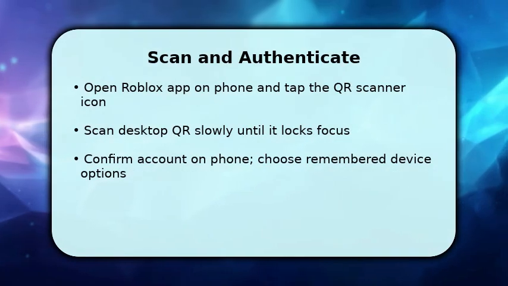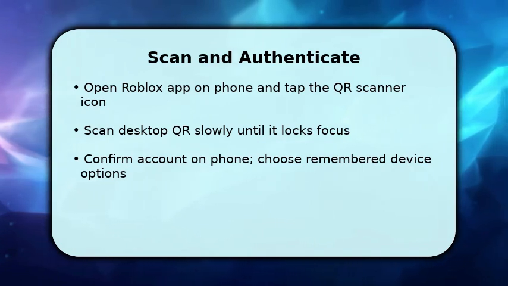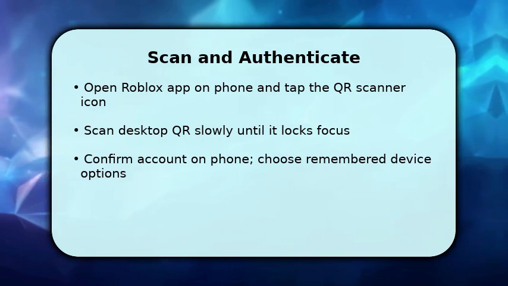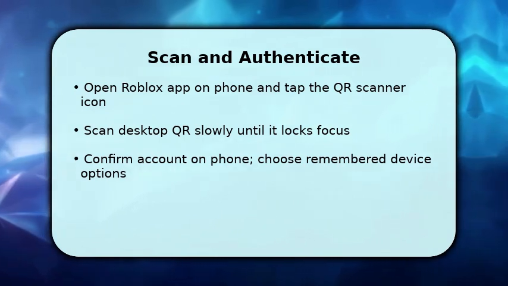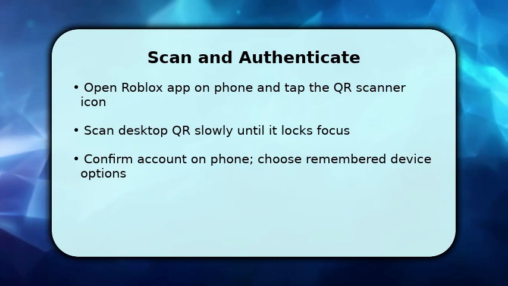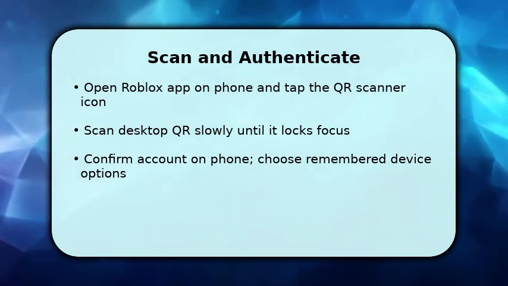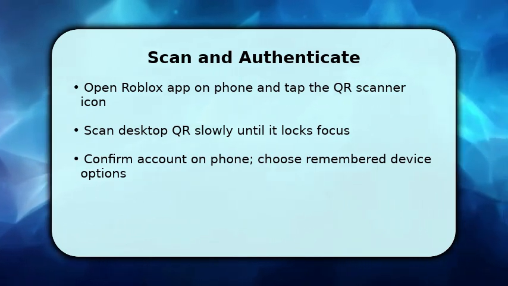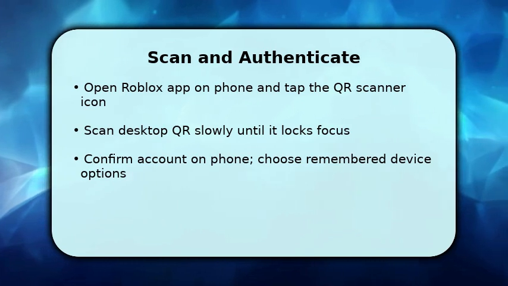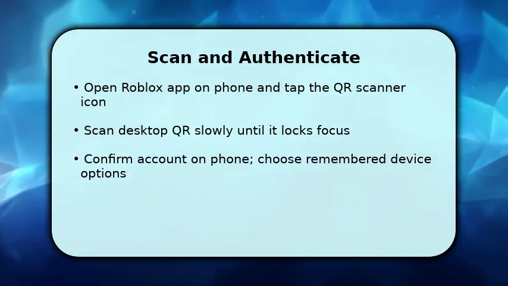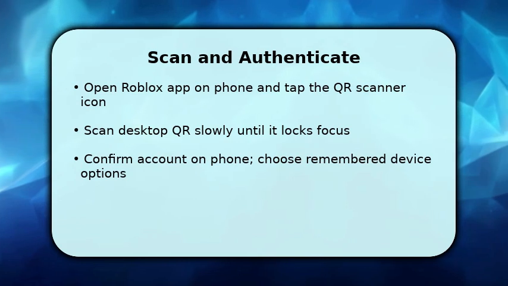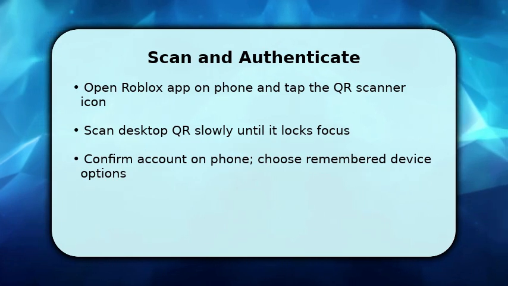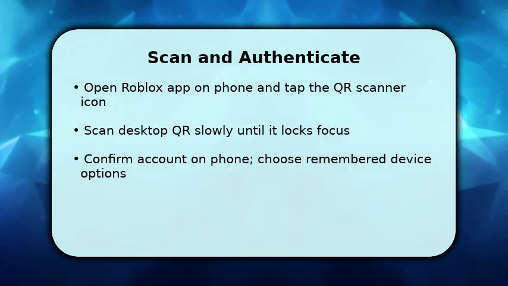Point your phone camera at the desktop QR code and let the scanner lock. If it struggles, move slightly closer and steady your hand. After the app reads the code, a confirmation screen shows the account name. Verify it, because this step prevents accidental logins to the wrong profile. Tap Confirm to authenticate. If offered, select Remember this device to speed future logins. This exchange uses a short-lived token, so the scan completes quickly and avoids reusing codes.